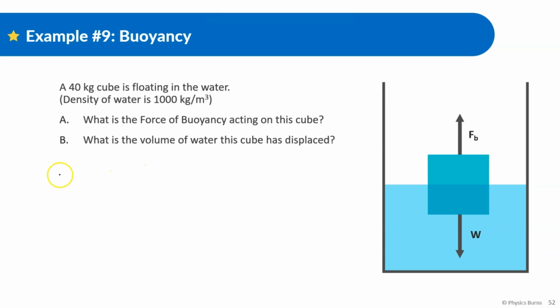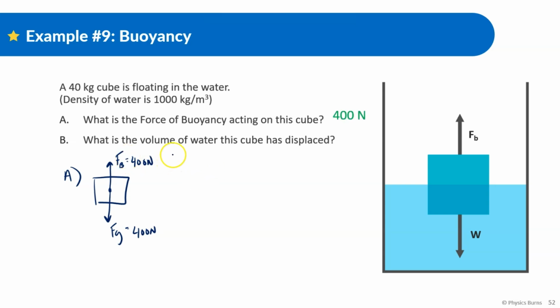Okay, so first thing that we should know is this cube, the net force is equal to 0. How do we know net force is equal to 0? Because it's just floating on the water. So there's a force of gravity and there's a force of buoyancy. If the net force is equal to 0, that means they have to cancel out with each other. So force of gravity is just 40 times 10, so that's 400 newtons. And that means the force of buoyancy is also going to be 400 newtons.